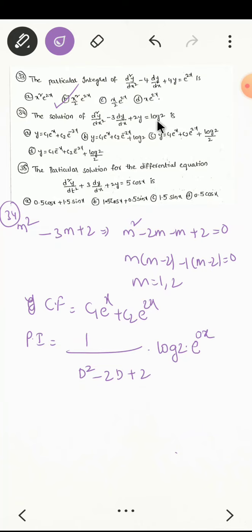Suppose if they give 3 here, 3 into e raised to power 0x. Now e raised to power 0x apply. Wherever D is there, apply 0. So 0, 0: log 2 by 2. So complementary function plus particular integral, option C is correct.